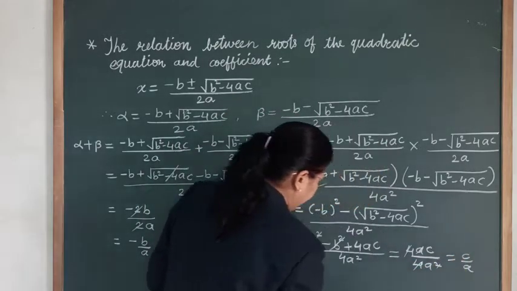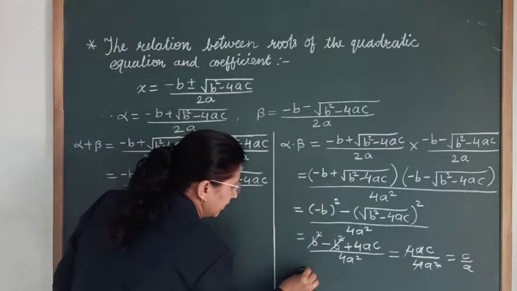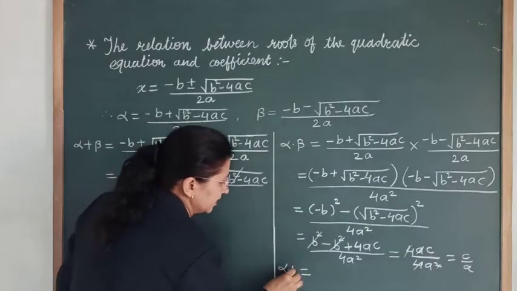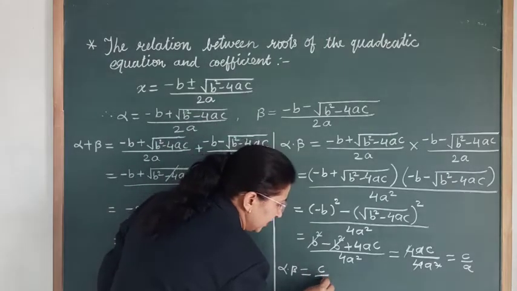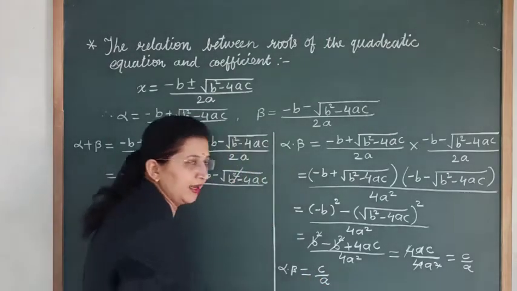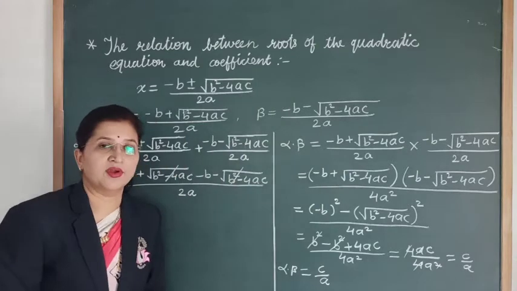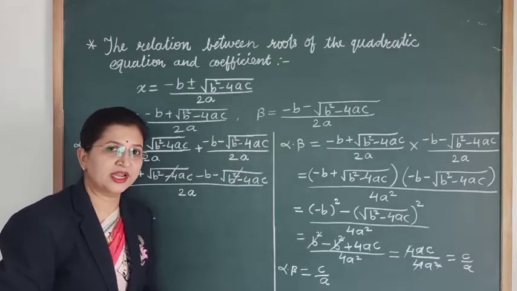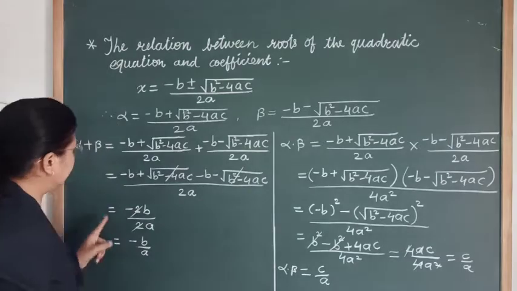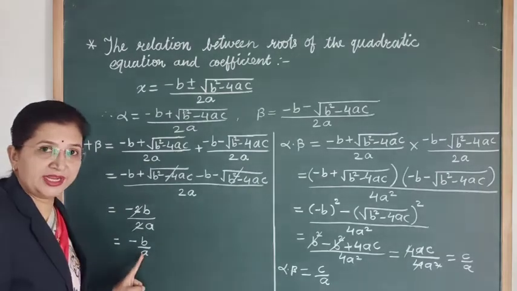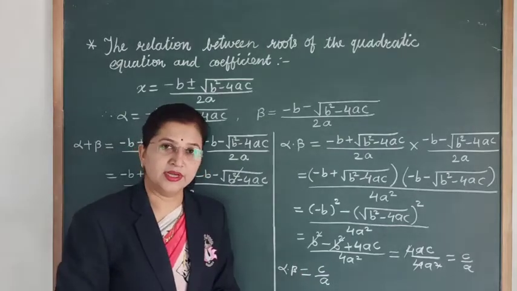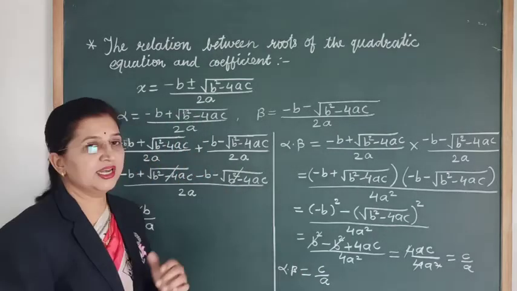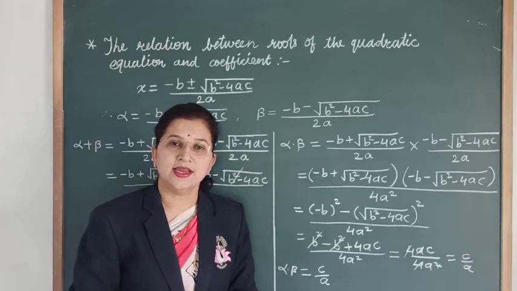Upon a. It means that the product of these two roots is nothing but the coefficient c upon a. So in this way we got the relation between the roots of the quadratic equation and the coefficients, that is, alpha plus beta is equal to negative b upon a and alpha into beta is equal to c upon a. So dear students, this relation will help us to solve the examples.